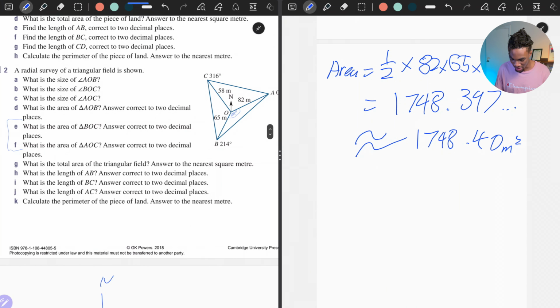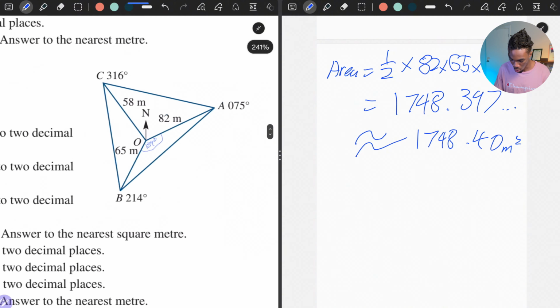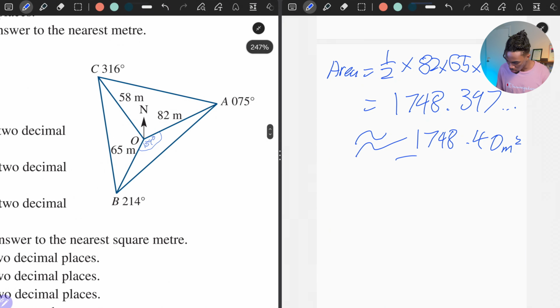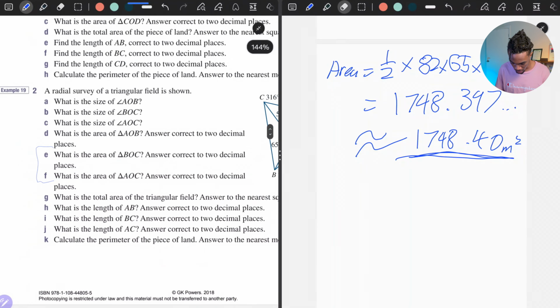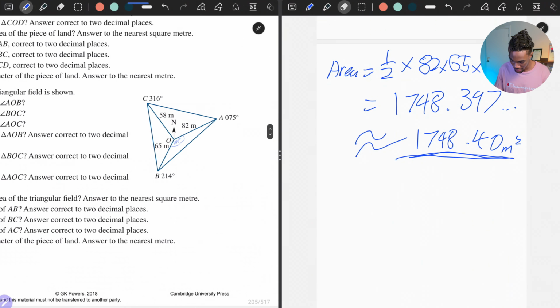What is the total area of the triangular field? It will just be all of these combined. So I'll do 147 plus whatever the other one was, maybe it's 1800 plus 1900. Next one.